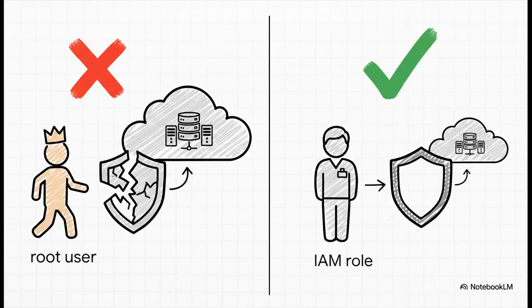Okay, and we have to talk about this. A huge part of least privilege is knowing what not to do. And the number one thing is using your AWS account's root user for daily work. Just don't. It's the ultimate anti-pattern. Why? Because the root user has God mode. It has total, unrestricted access to everything, and it completely bypasses all the nice IAM rules we've been talking about. For your everyday development tasks, you should always be using IAM roles.